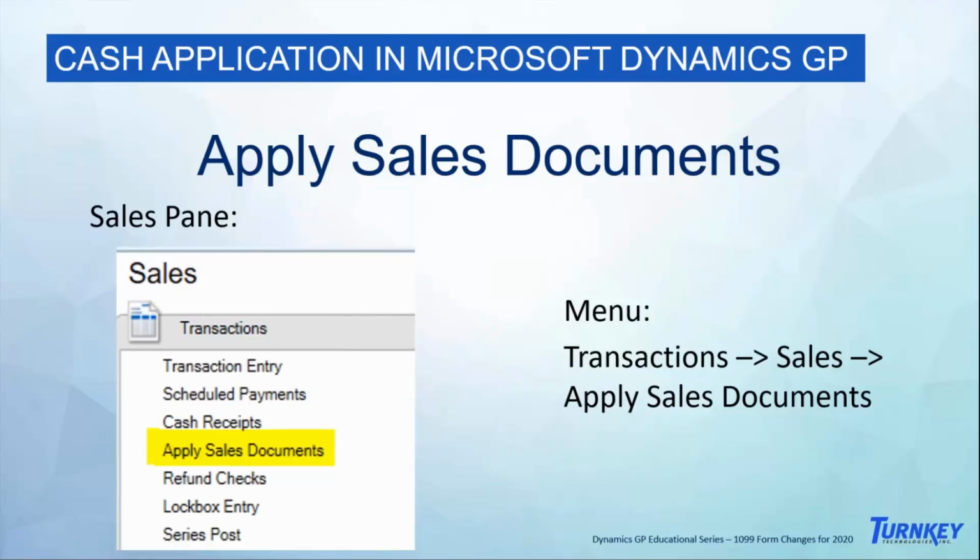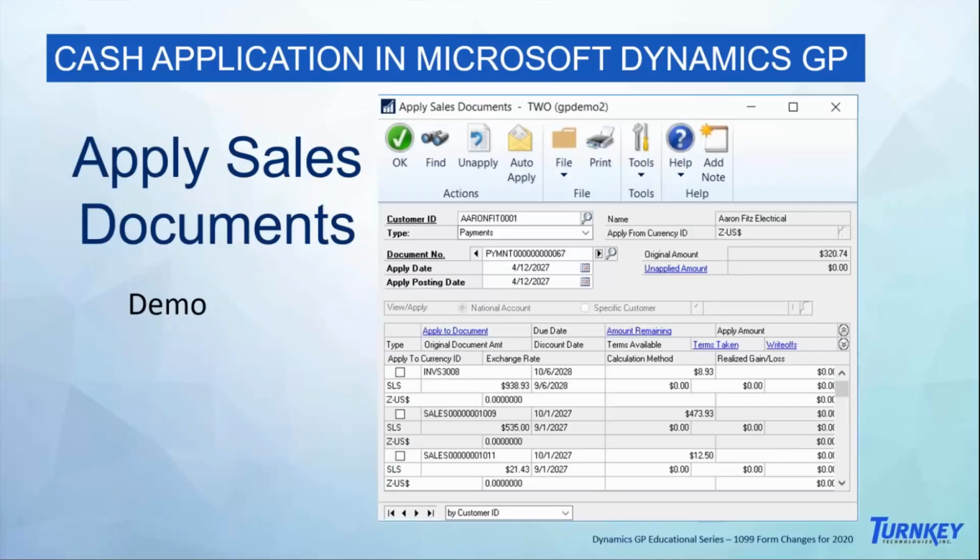So we had that $14 that was unapplied left over on that national deposit, right? We applied most of the money, but we left a little bit behind. We didn't know what to do with that $14. So let's say we come along later and we figure out what we need to do with the $14. So what are we going to do? We're going to go to the sales pane, transactions, apply sales documents, or on the menus, we'll go to transactions, sales, apply sales documents, and we're going to open the apply sales documents window. It's going to look like this.